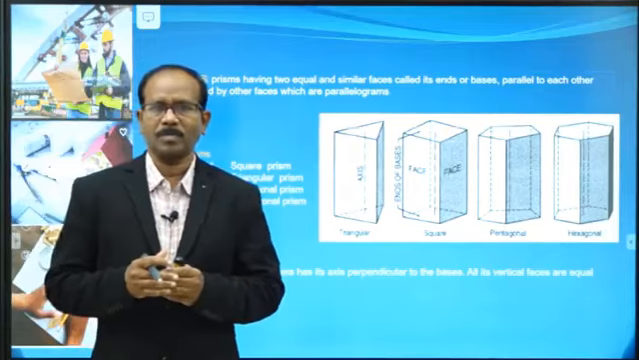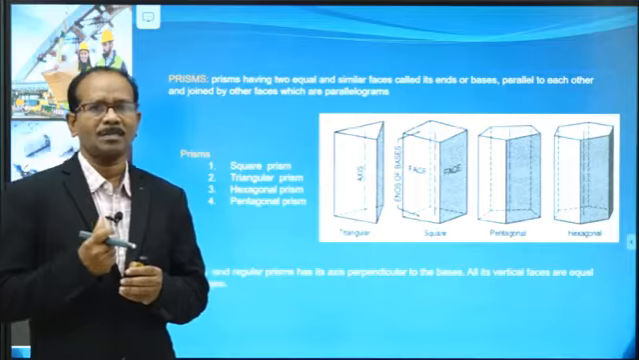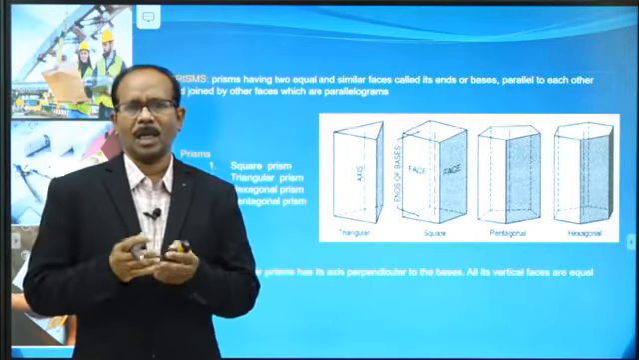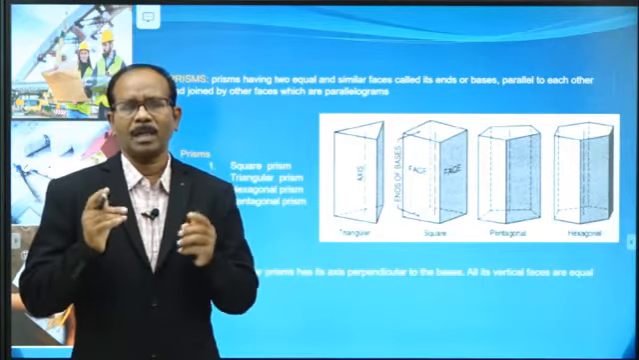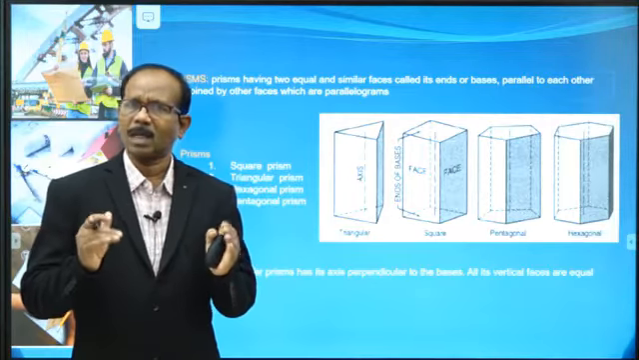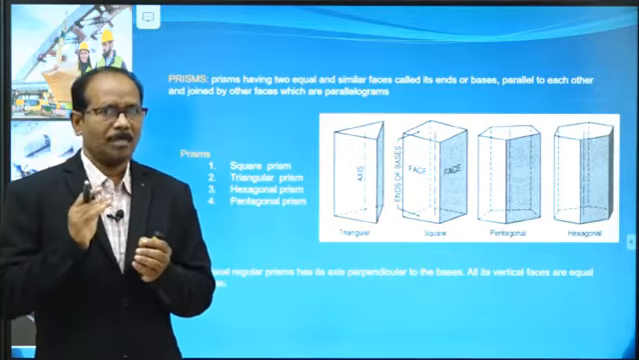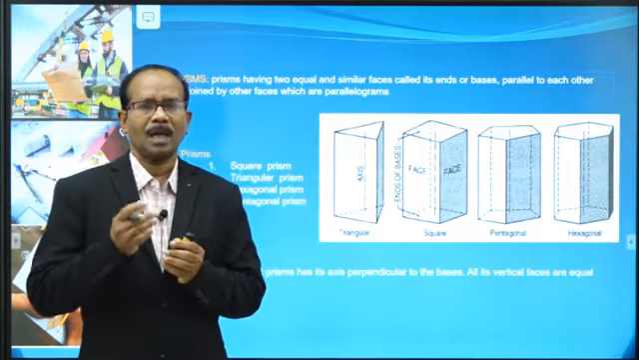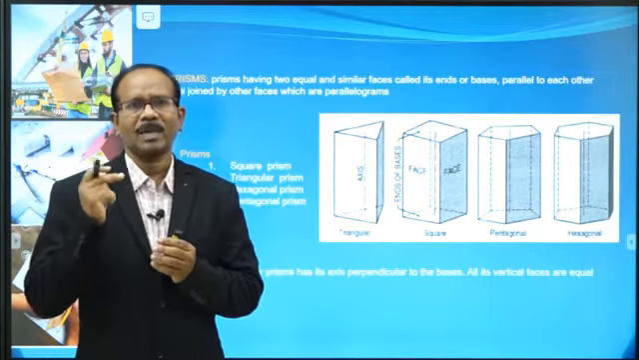Types of prisms: depending upon the shape of its base, we define a prism. It has two similar bases, a bottom base and a top base of similar shape. It may be a triangle, square, hexagon or pentagon. Now the nomenclature, meaning naming of a prism: base and vertical faces. Vertical faces, similar vertical faces.